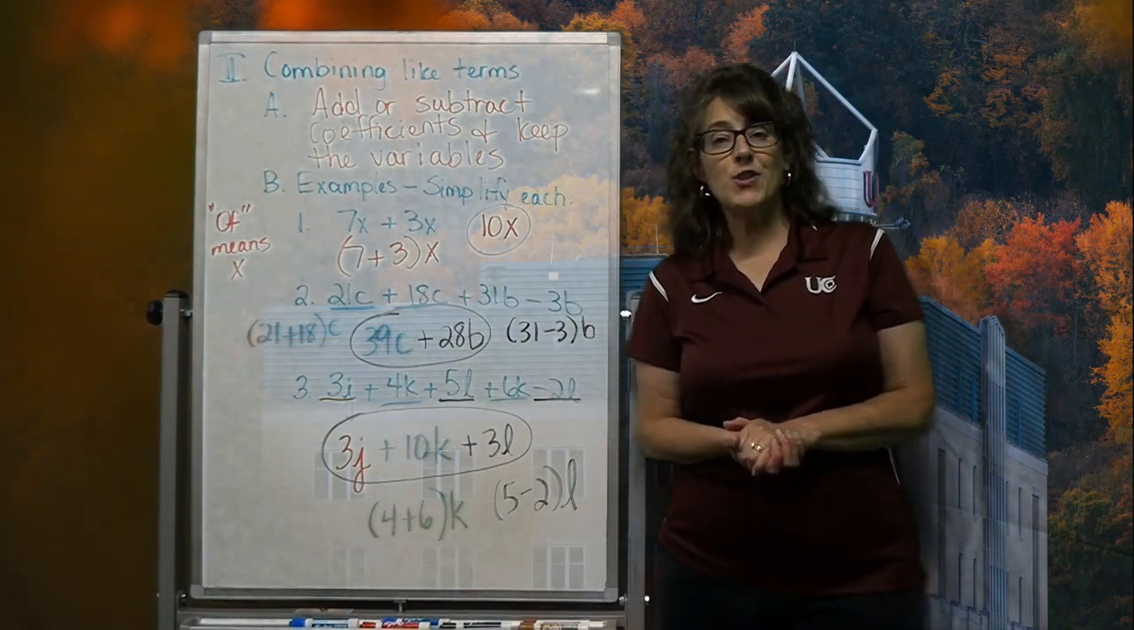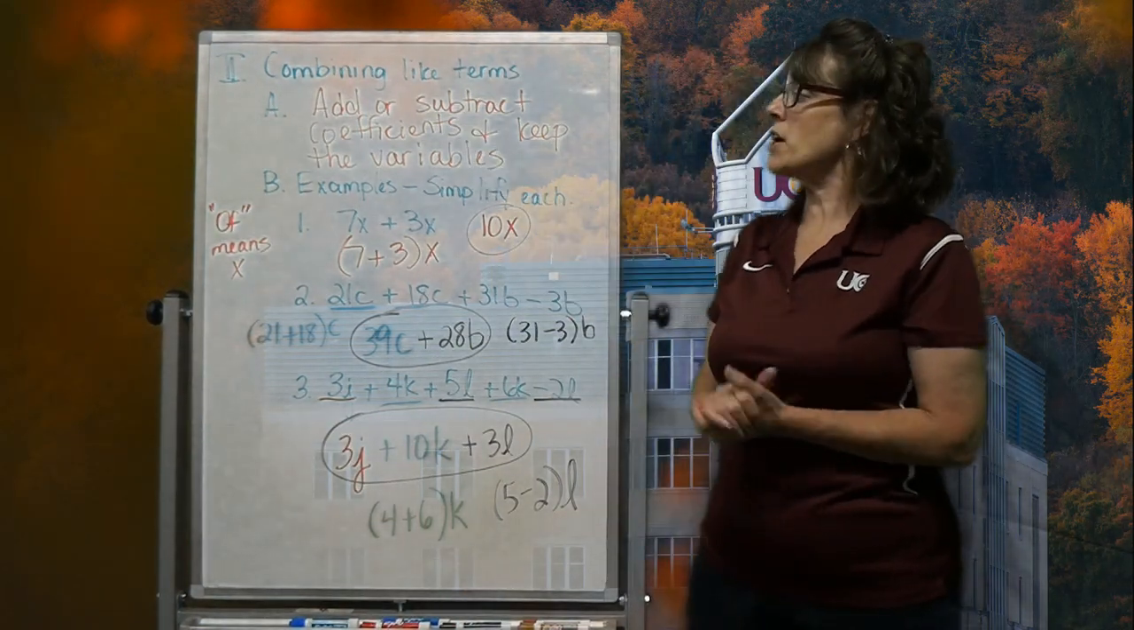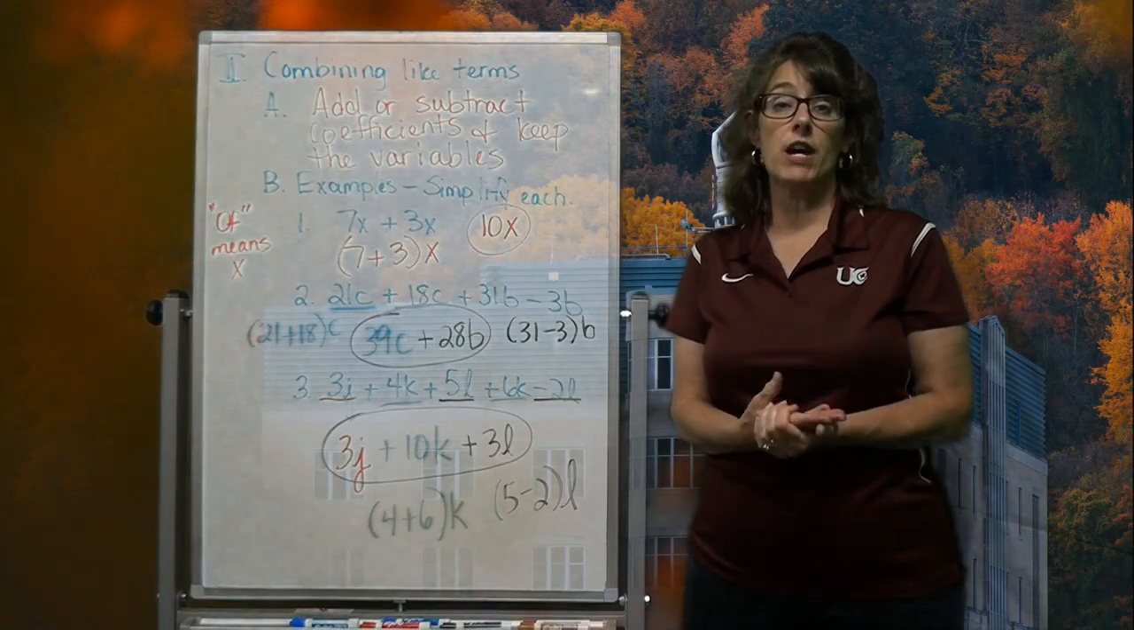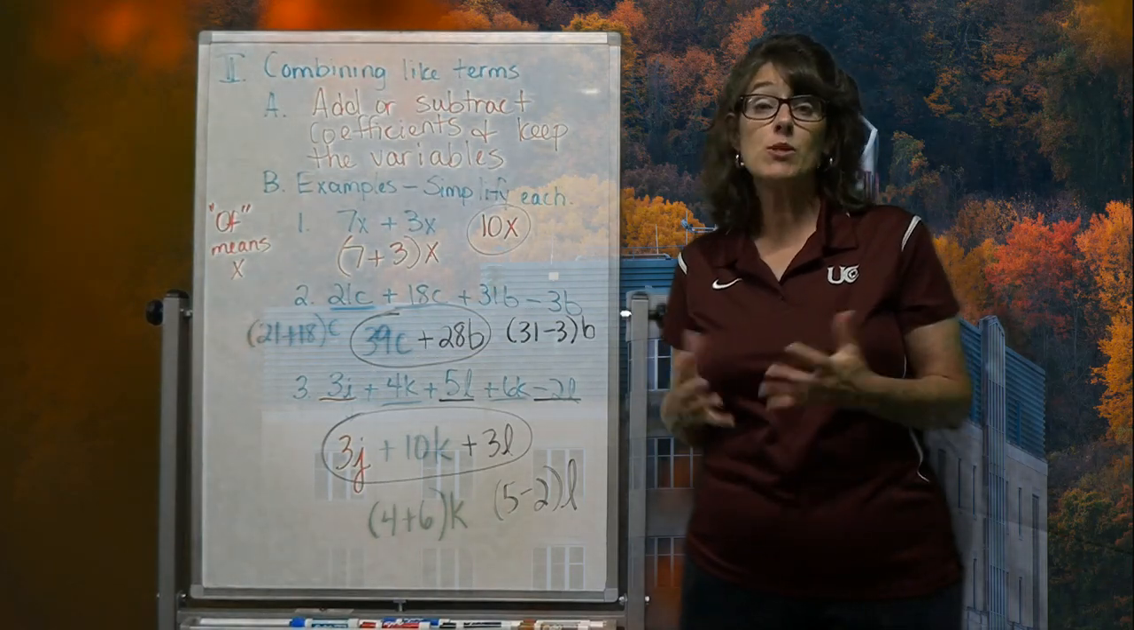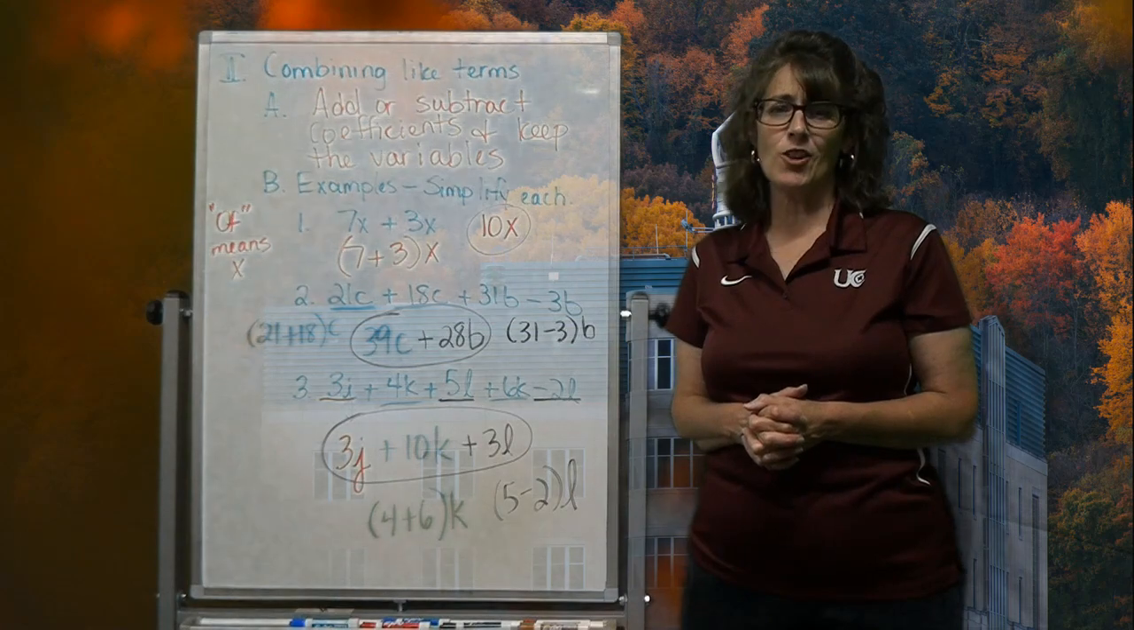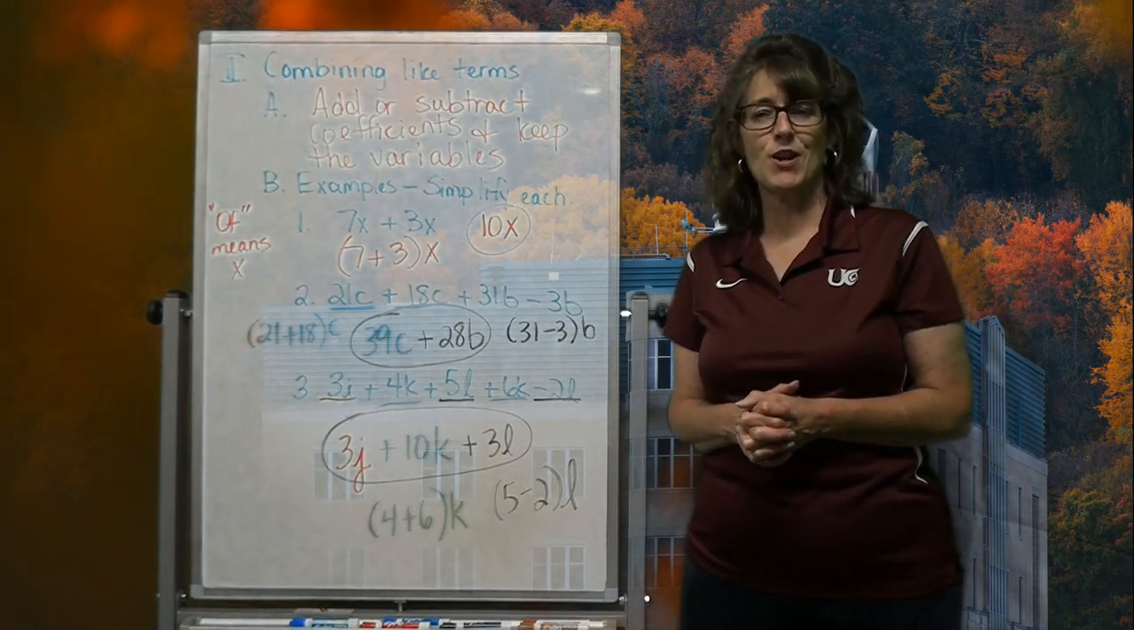So this is how you combine like terms. You add or subtract the coefficients. You keep those variables the way they are because that's what's making them alike. We like that they're like terms. Don't mess that up. Keep those variables.